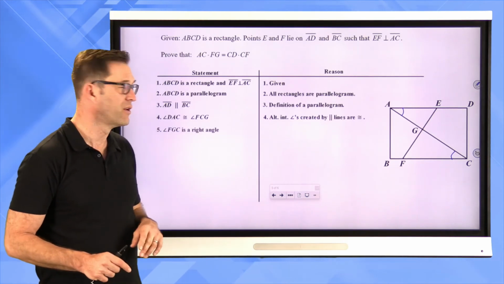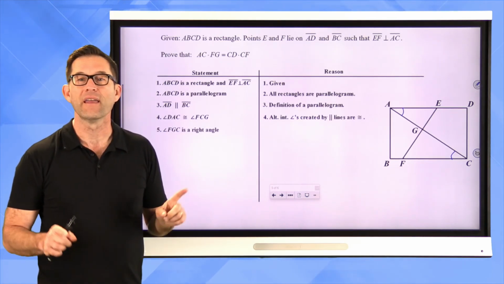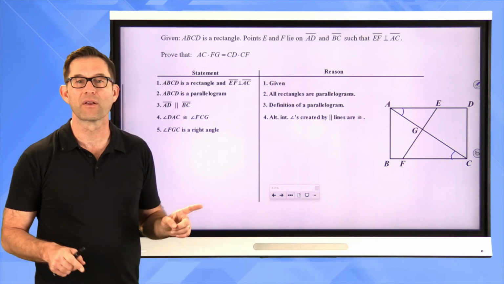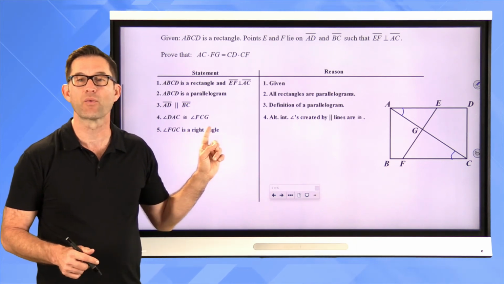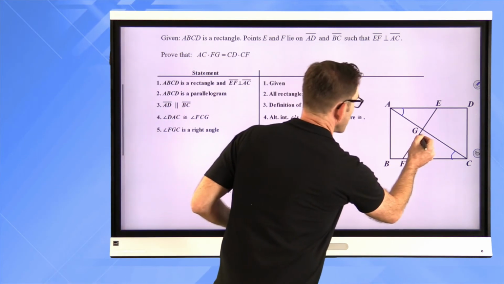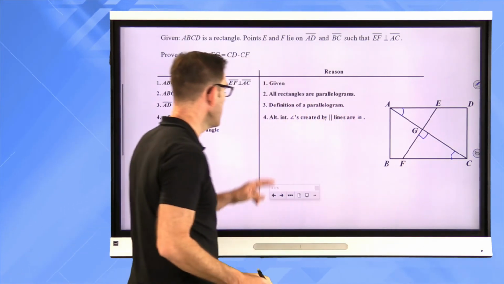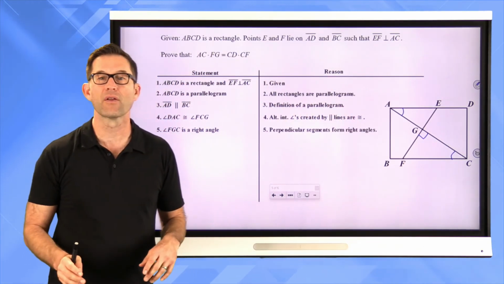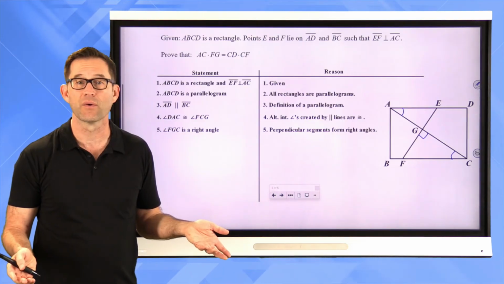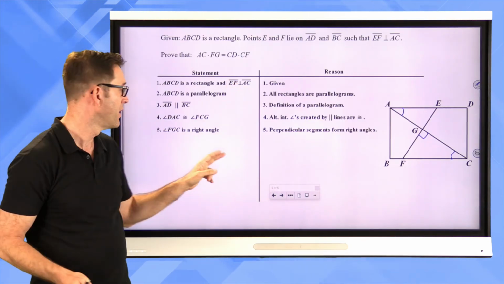One thing I want to do is get that right angle that's created by the perpendicular lines. So FGC is a right angle. That's this one here. Okay, and why is that? Because perpendicular segments form right angles. Okay, that's from this particular given.